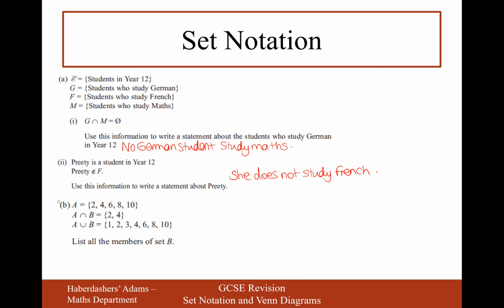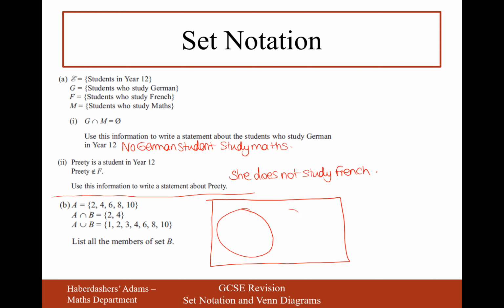Okay, moving on to the next one, so it's a kind of different section of the question now. A is equal to 2, 4, 6, 8, 10. A and B is equal to 2 and 4. A or B is equal to 1, 2, 3, 4, 6, 8, and 10. List all the members of B. So, let's maybe draw ourselves a Venn diagram.